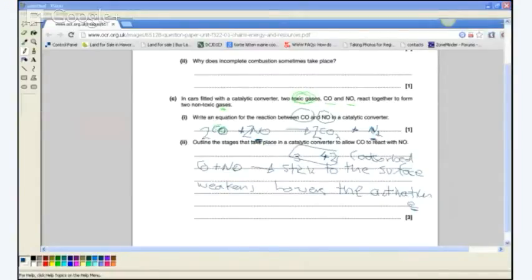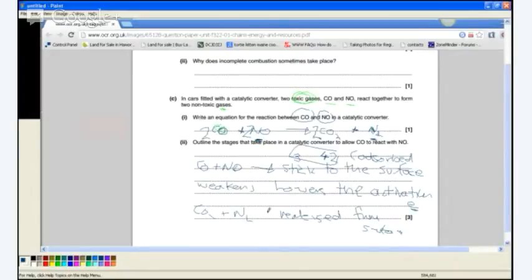Okay, the final bit: the carbon dioxide and the nitrogen gas is released from the surface. What's the technical word for that? It's desorbs. Desorbs from the surface. Desorbs. Okay. What was that?